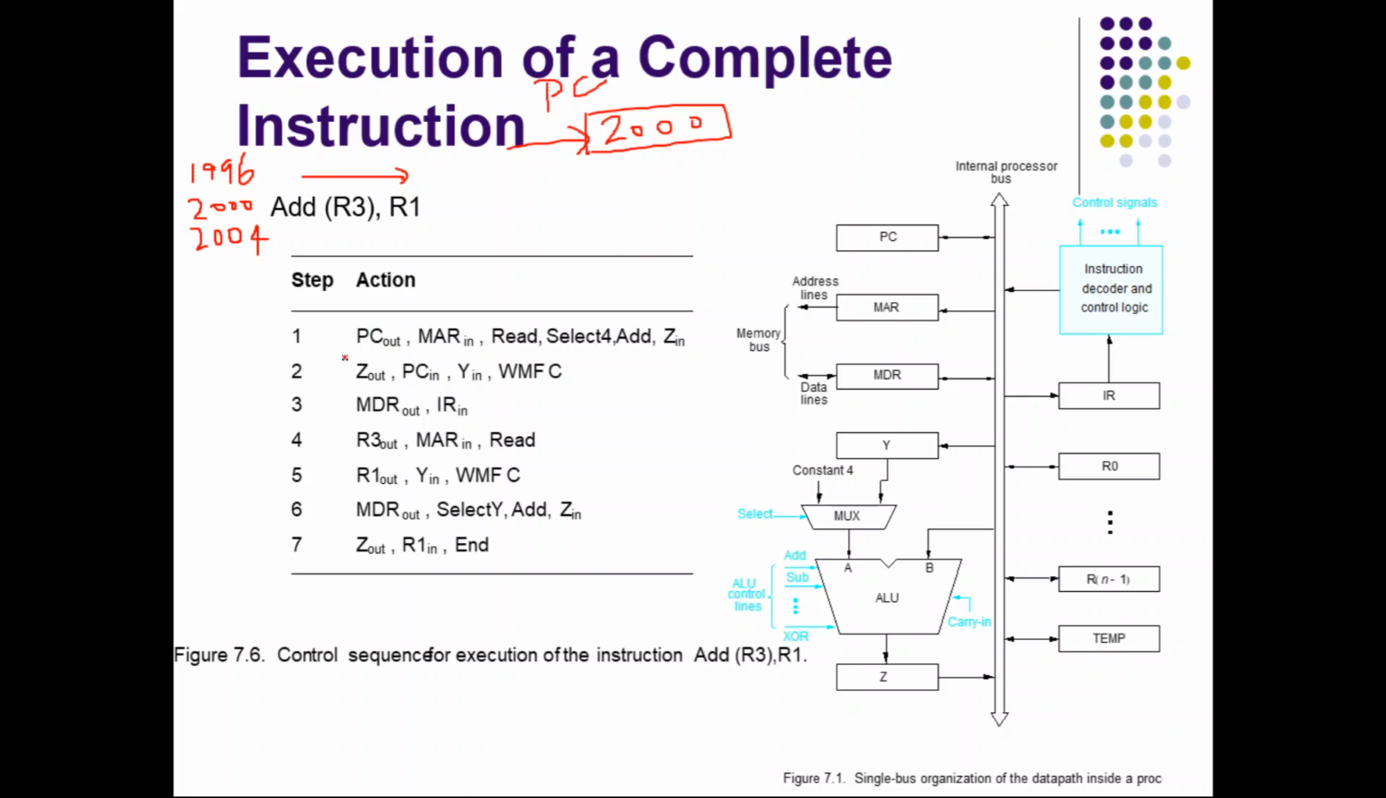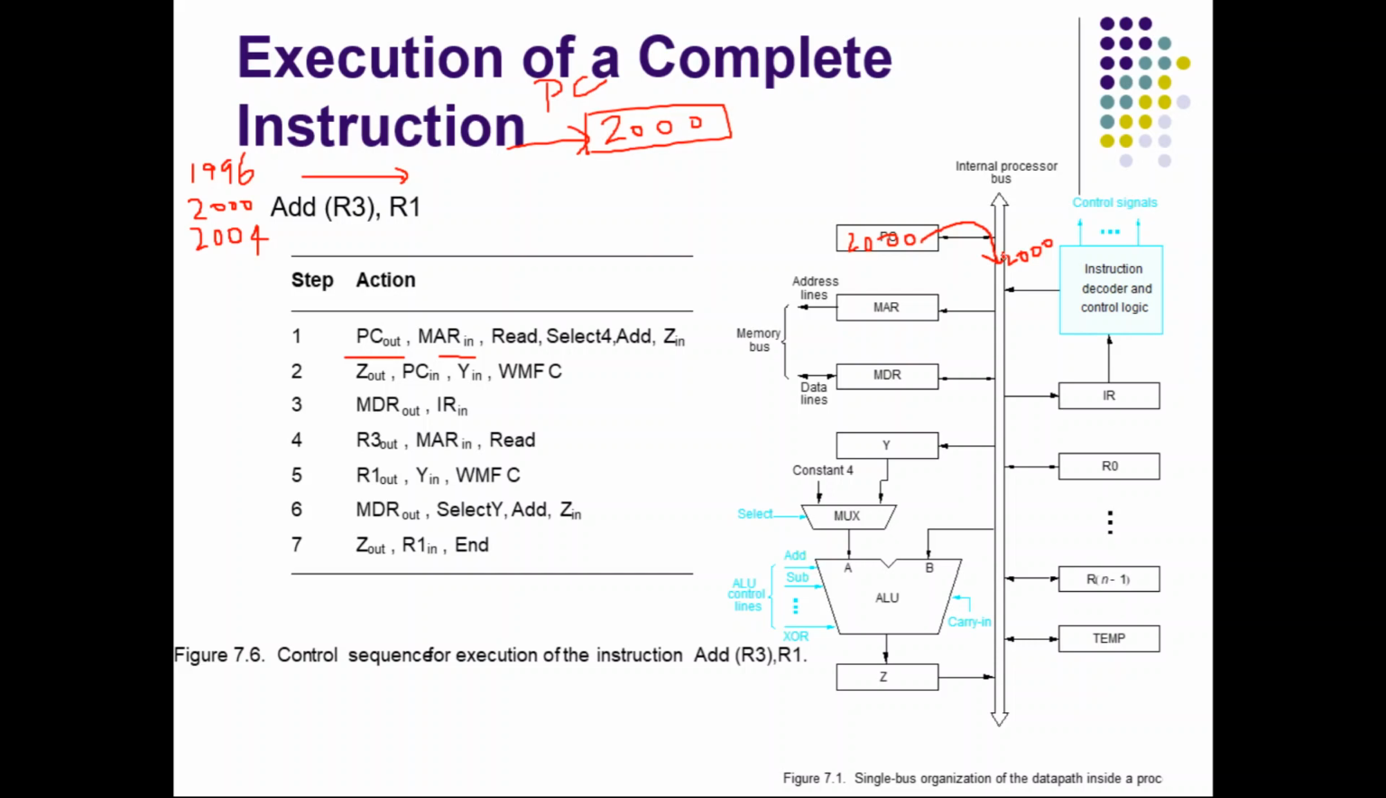What we are doing is PC out and MAR in. What is PC? Here you see PC. PC contains 2000, that is the address of the next instruction to be executed. PC out means whatever is available in PC will go out to the internal bus. So now the internal bus is holding the address 2000.